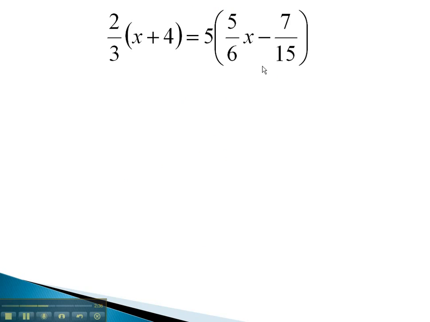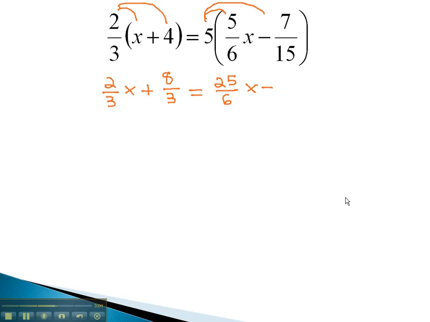Here, again, we will distribute the 2/3 through the parentheses. That will give us 2/3 x plus 2/3 times 4 is 8/3 equals, distributing the 5 through the parentheses, we will have 5 times 5/6, or 25/6, times x, minus 5 times 7/15. That's 35/15, and reducing by 5 gives us 7/3.